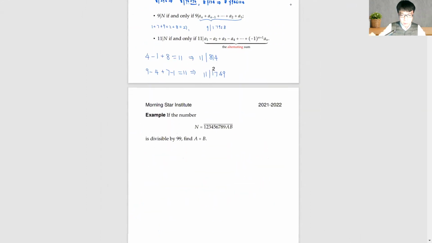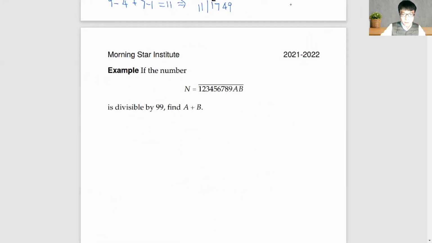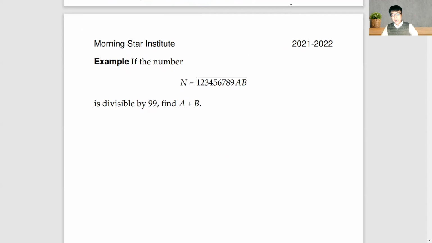The first example: we are given a long number, capital N, 1, 2, 3, 4, 5, 6, 7, 8, 9, and with A, B. This number is divisible by 99. The question is to find A plus B.